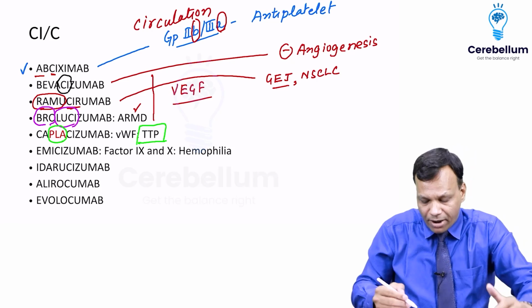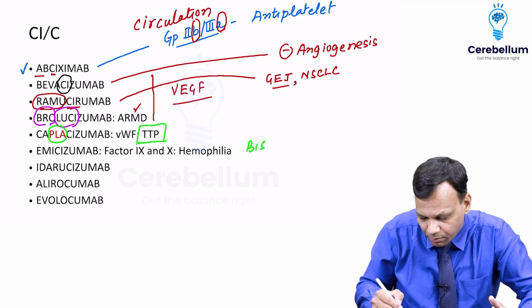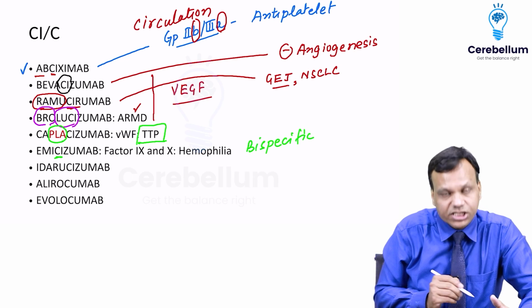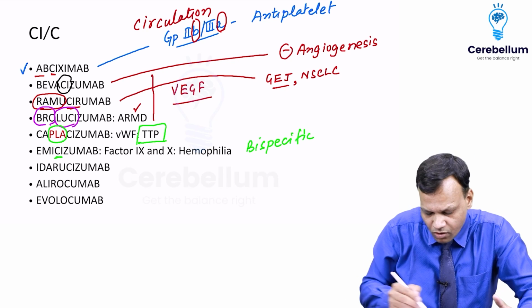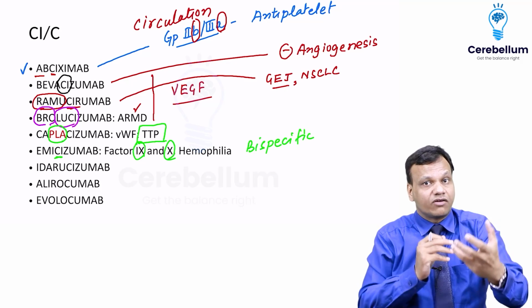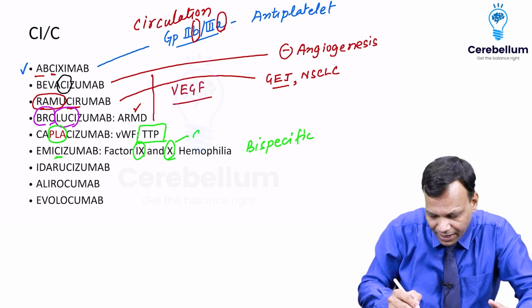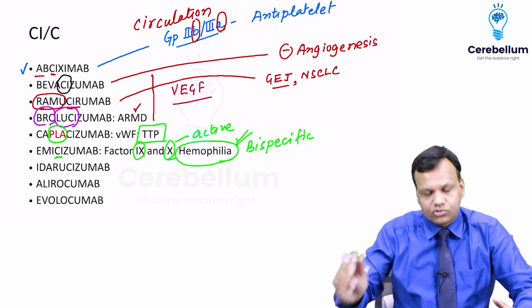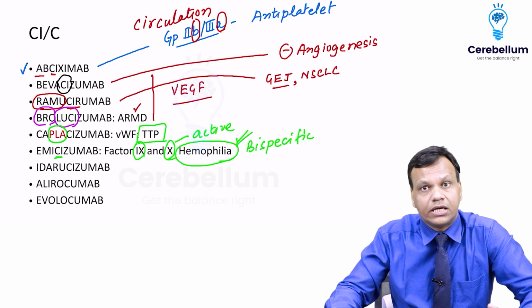Next is emicizumab. Emicizumab is a bispecific monoclonal antibody. Again, CI means circulation. It binds to factor 9 and factor 10. And after binding, it changes the conformation and factor 10 becomes active. So that can treat hemophilia. So emicizumab is used for hemophilia.